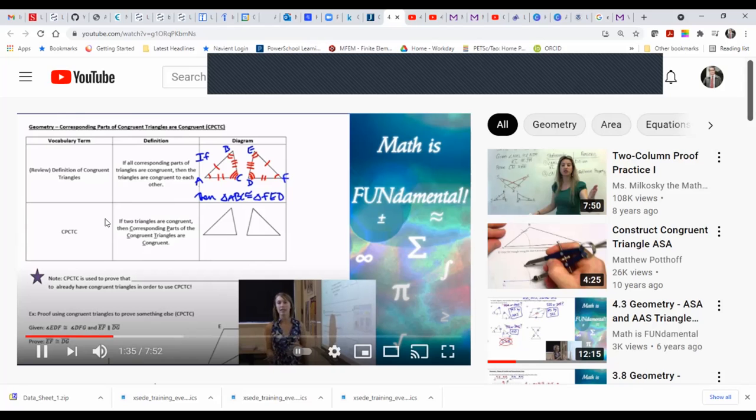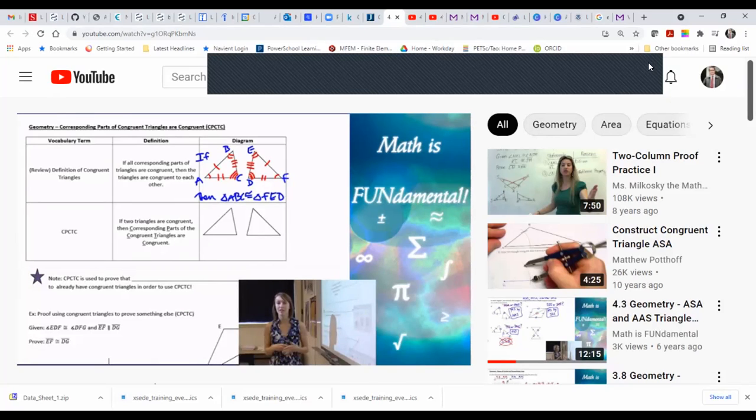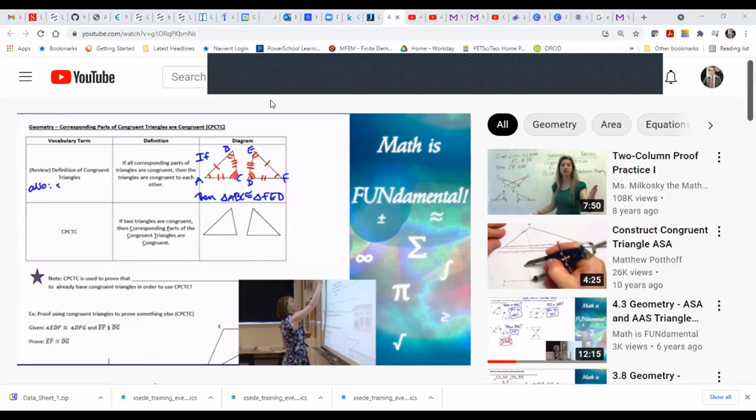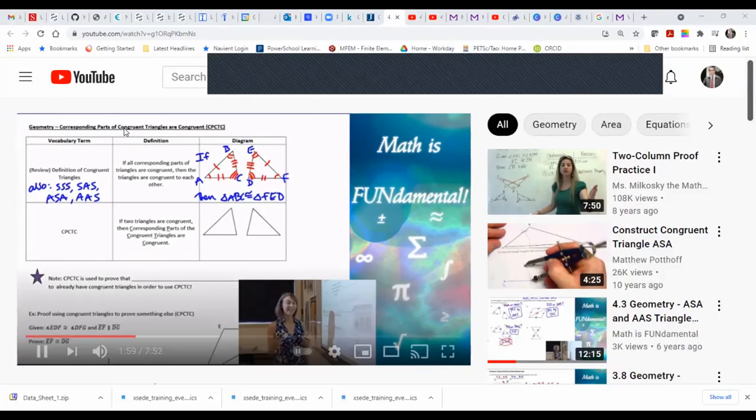all of the triangle congruence postulates we learned in the last two videos. So also, we have side, side, side, side, angle, side, angle, side, angle, and angle, angle, side. All four of those prove that triangles are congruent, and those are just kind of shortcuts to the definition of congruent triangles. So now what today's lesson is on is kind of like the flip, the backwards, the converse of what we've just been doing.